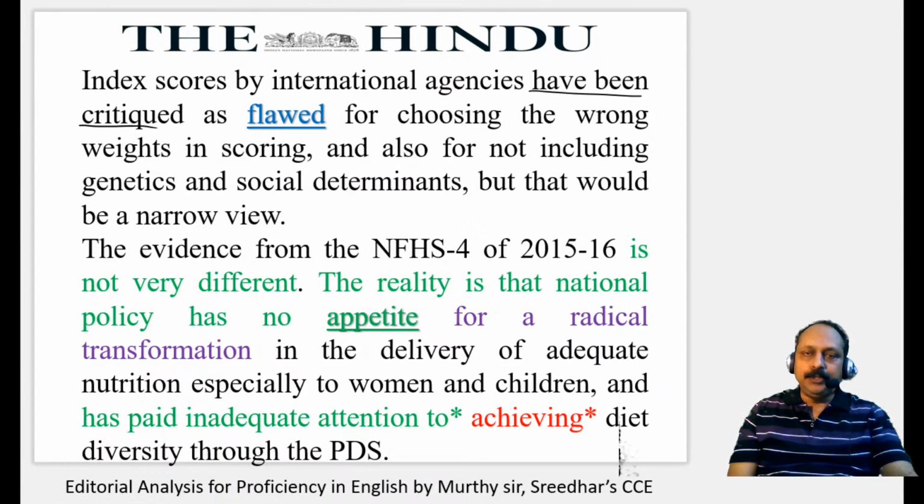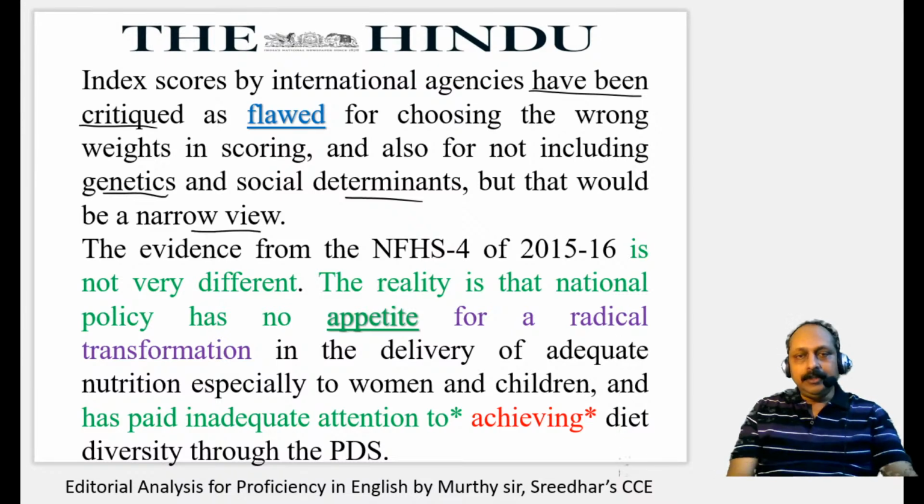Critiqued as flawed for choosing the wrong weights in scoring and also for not including genetics and social determinants, but that would be a narrow view. That is a criticism for not considering certain factors, but the editorial says that is a narrow view, not a broad view. And to justify that statement, it provides some information. What is it? The evidence from the NFHS-4 of 2015-16 is not very different. If you consider other sources, more or less you come across the same picture. It is not different.